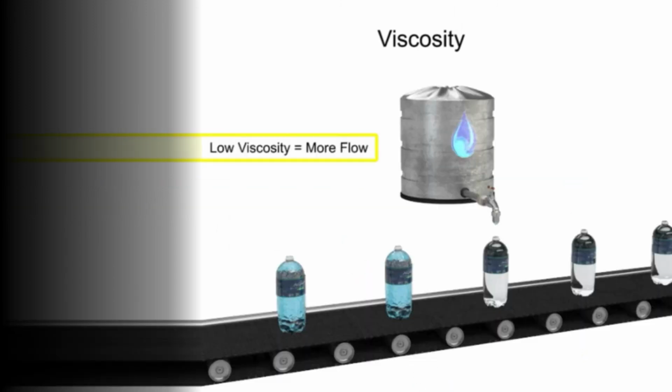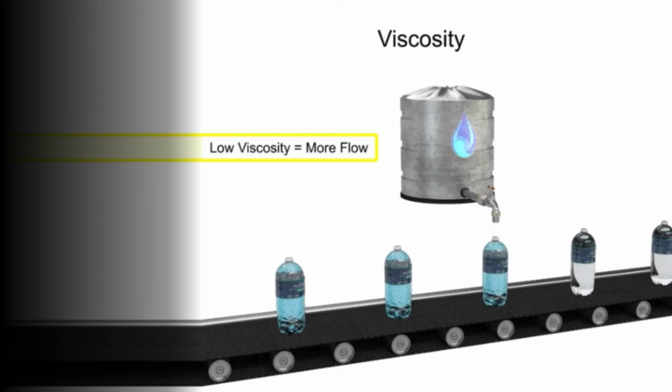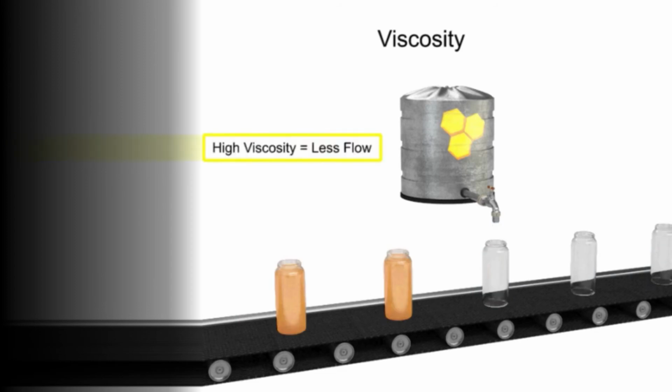Fluids with low viscosity flow very easily. Water is a type of fluid with low viscosity. Fluids with high viscosity are more resistant to flow. Honey is a type of fluid with a high viscosity. Therefore, honey is more viscous than water.